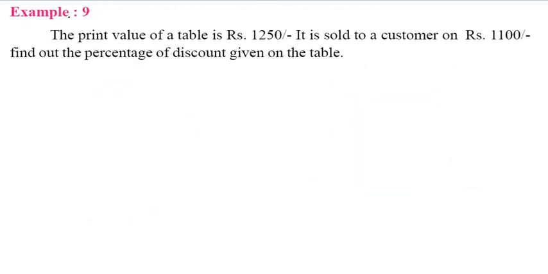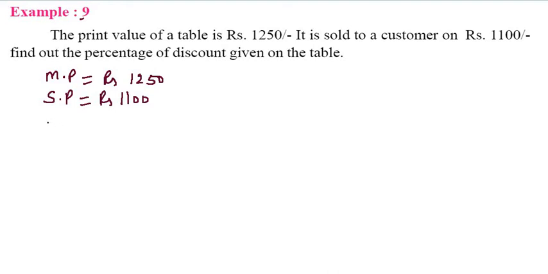Now come to the example number 9. The print value of the table is given as rupees 1250. So you can write here the print value, so you can say mark price. Mark price, it is denoted by MP, that is the rupees 1250. It is sold to a customer for rupees 1100. So that is the selling price, SP is rupees 1100. Now find out the percentage discount given in the table.